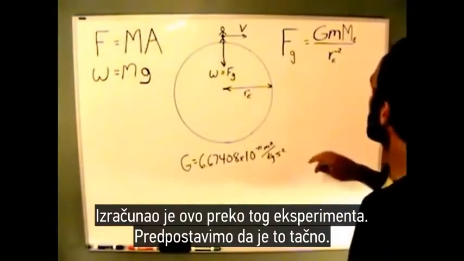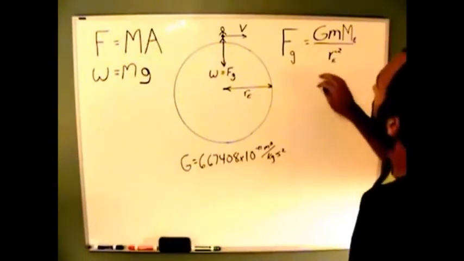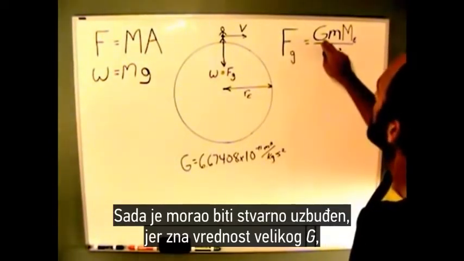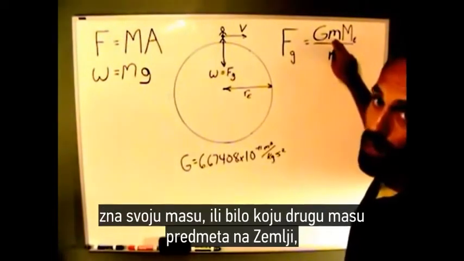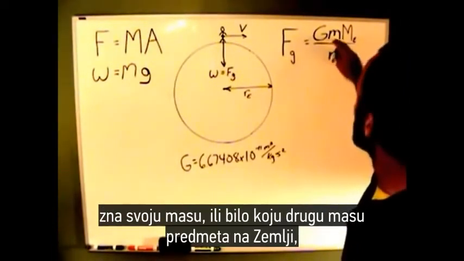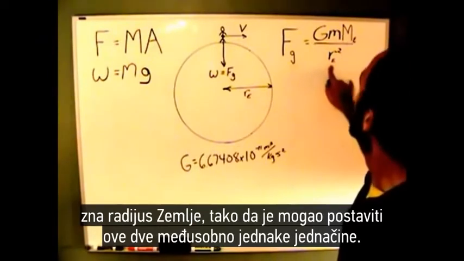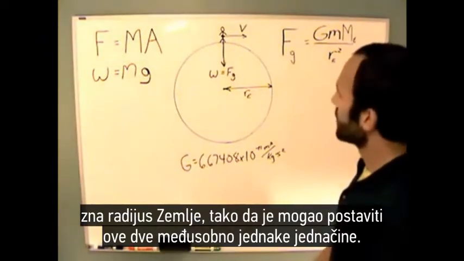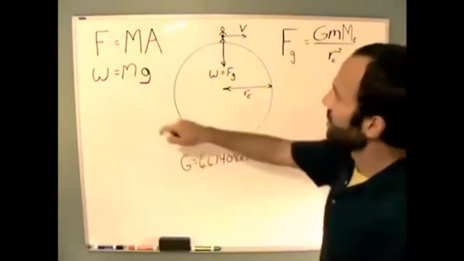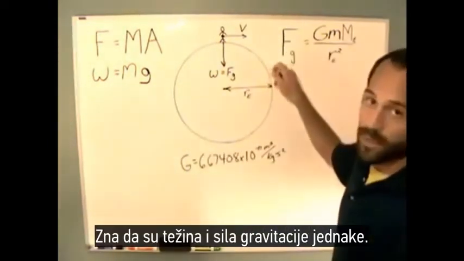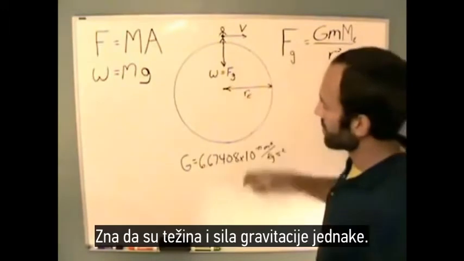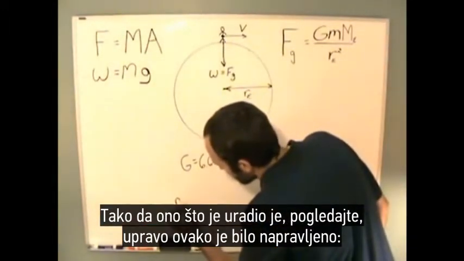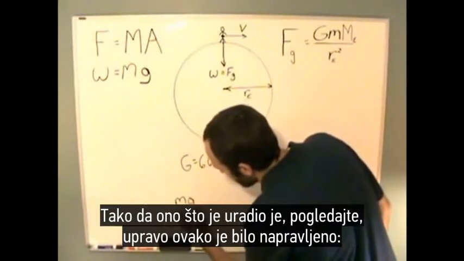Let's assume that's correct. So now he must have been really excited because he knows what this big G is. He knows what his mass is, or any other mass of an object on Earth. He knows what the radius of Earth is. So he can set these two equations equal to each other. He knows that weight and the force of gravity are equal. So what he did was, you can look this up, this is exactly how this was done.